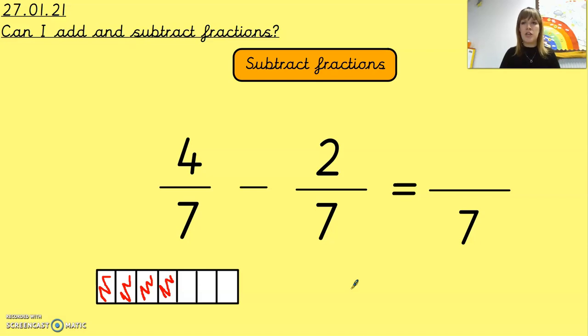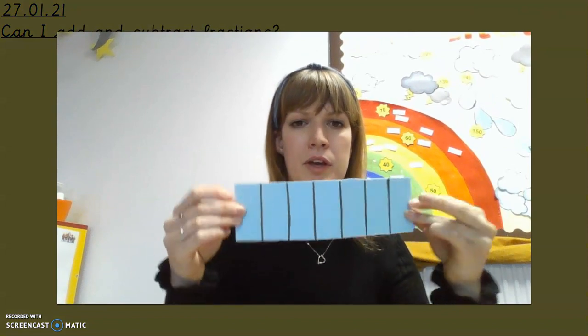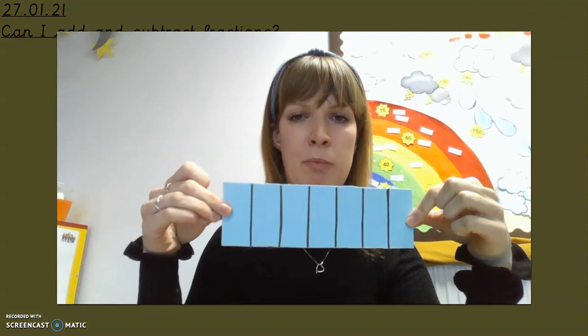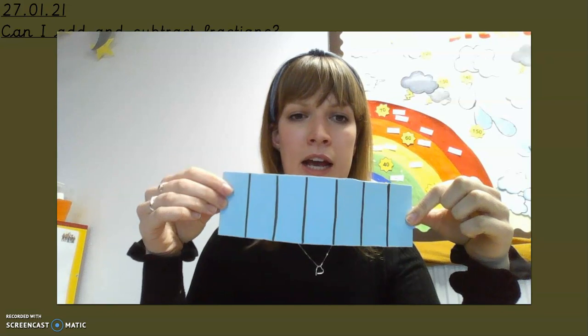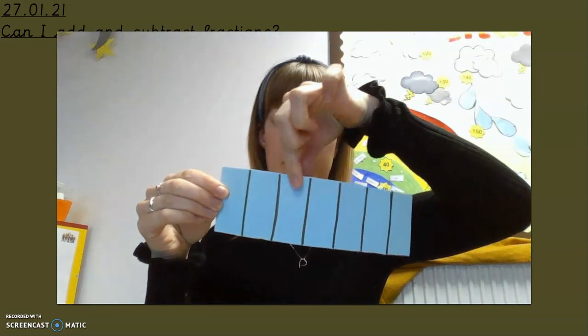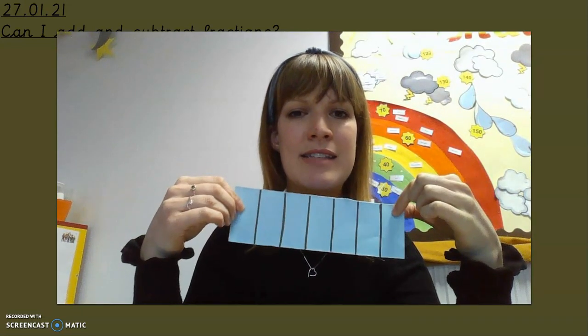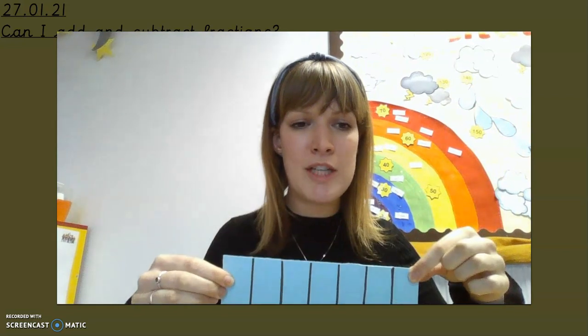Okay, now I'm going to show you on the screen. Okay, let's make myself bigger for this bit, shall we? There we go. So I have got a strip of paper here, and I have split my strip of paper into 1, 2, 3, 4, 5, 6, 7. So I split it into 7ths. Now my question was 4/7 take away 2/7. So I'm going to shade in 4/7.